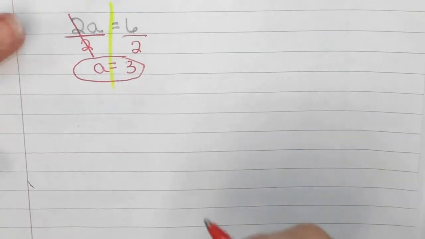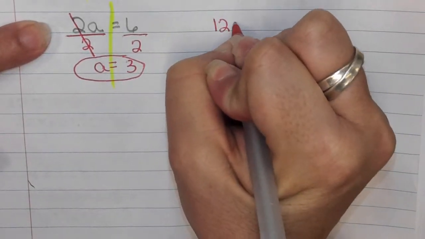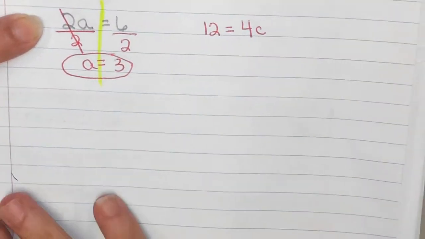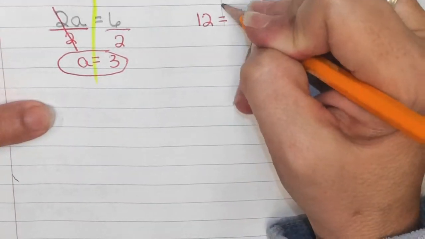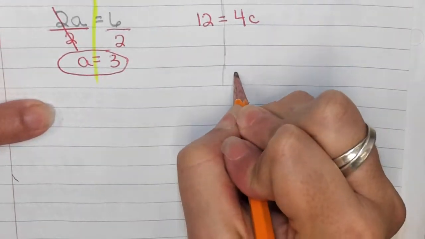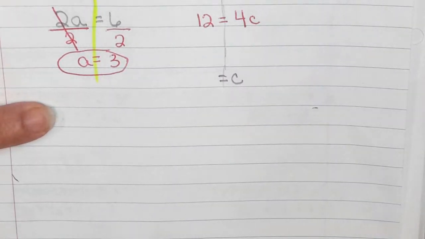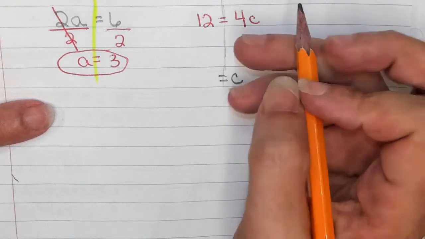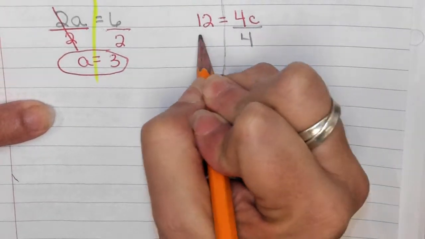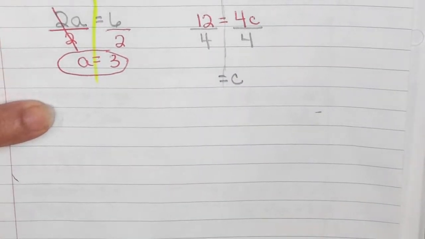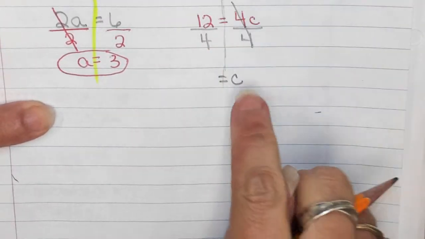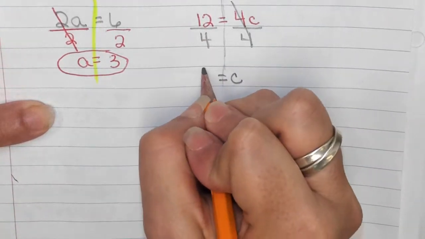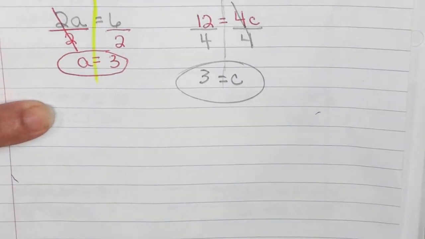Now, here we go. Let's do another one. Let's say you have 12 equals 4C. Okay, imaginary line right here. Trying to get C by itself. Okay, I have a times 4. The opposite is divide by 4. What I do to one side, I got to do to the other. Gets rid of those, leaving me with a C. And 12 divided by 4 is 3. Yes.